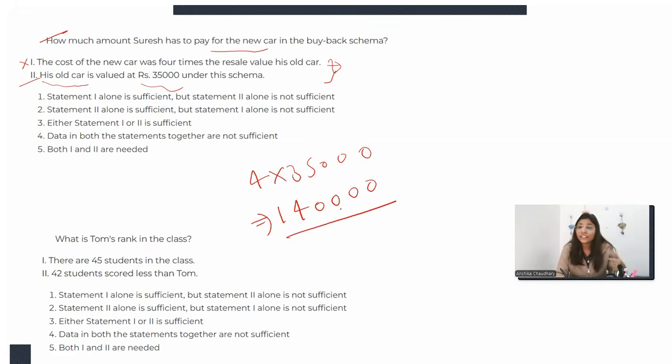If we are selling the old car, so this value will be subtracted from it, right? So the rest value will be the amount that Suresh needs to pay for buying a new car, right? After the subtraction, whatever value comes, that will be the answer. So after merging both of the statements, we are able to find out the answer. So the answer would be both 1 and 2 are needed for finding out the answer, right?